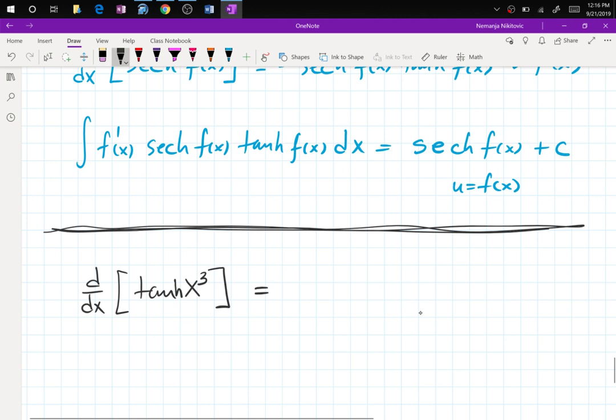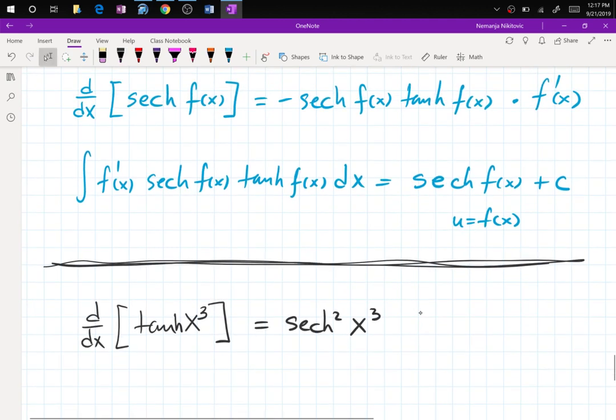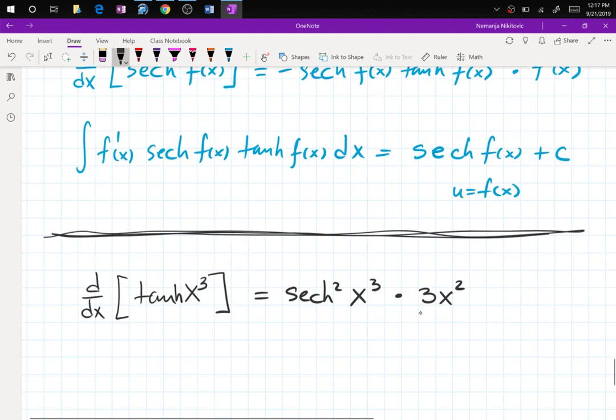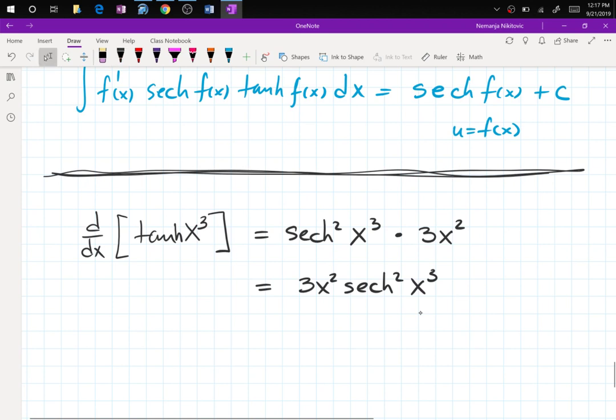There you go. So the derivative of tangent hyperbolic is secant squared hyperbolic. So we have secant hyperbolic squared, and then you have your x cubed, because you get to keep the same function inside, because this f of x is the same as this f of x is the same as that f of x, right? They're all the same. And now times 3x squared, because that will be the chain rule. So 3x squared secant hyperbolic squared x cubed is the full answer to this one.